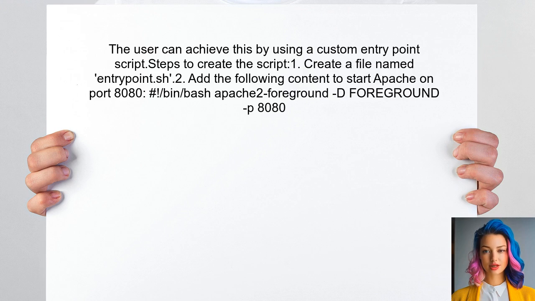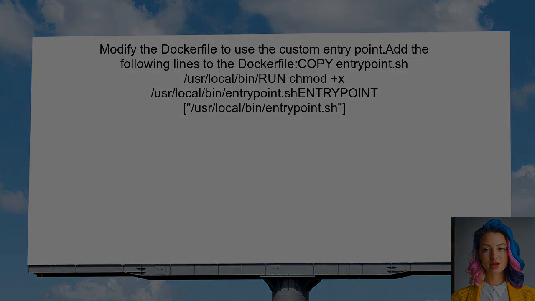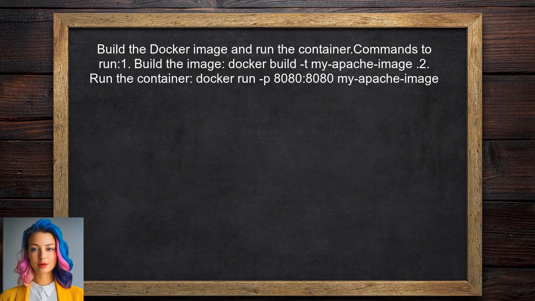The user should create a new script that starts the Apache server on the desired port. Next, the user should modify the Dockerfile to copy this script into the image and set it as the entry point. This will ensure that when the container starts, it uses the custom script instead of the default. Finally, the user should build the Docker image and run the container. This will ensure that only port 8080 is exposed, effectively ignoring the parent image's port 80.